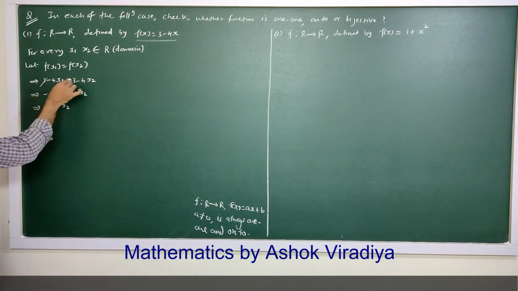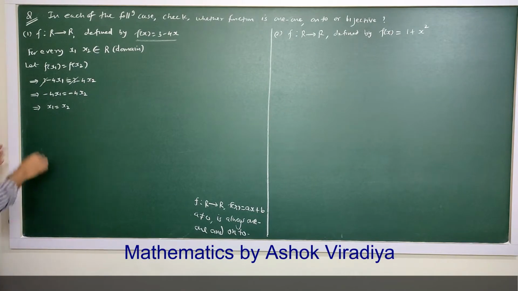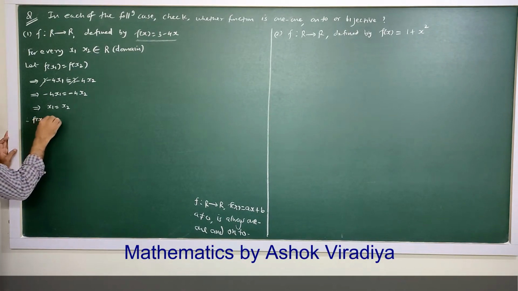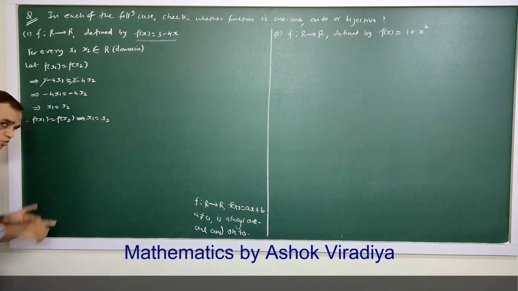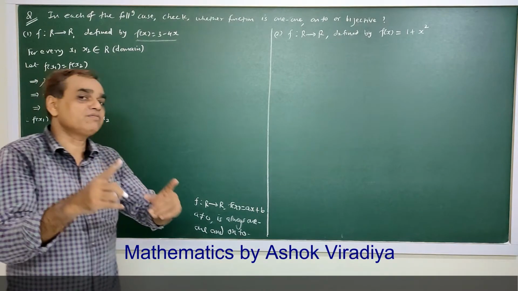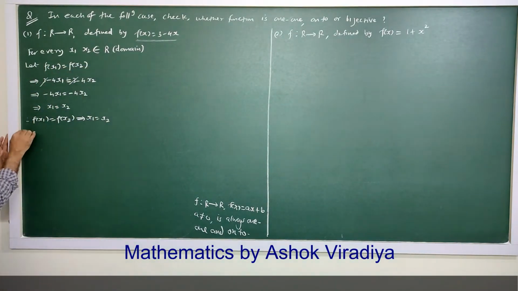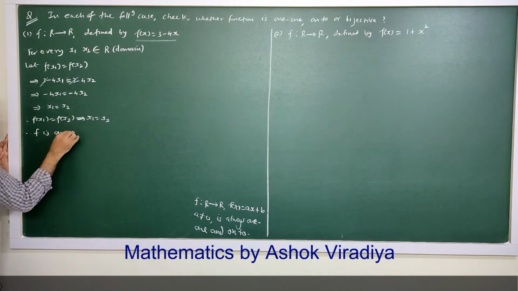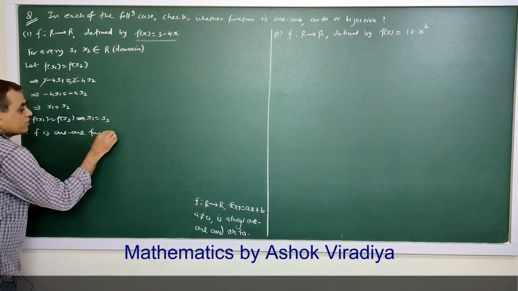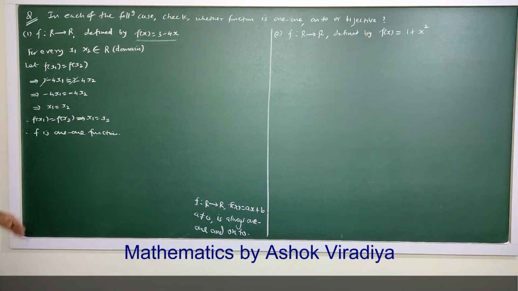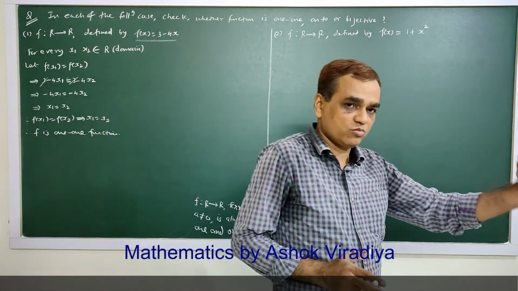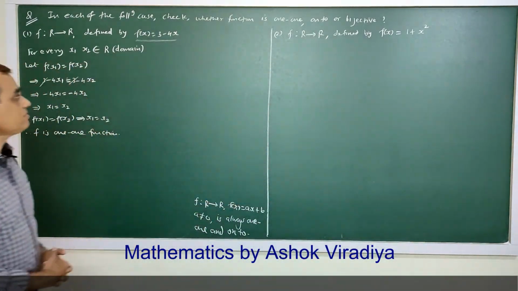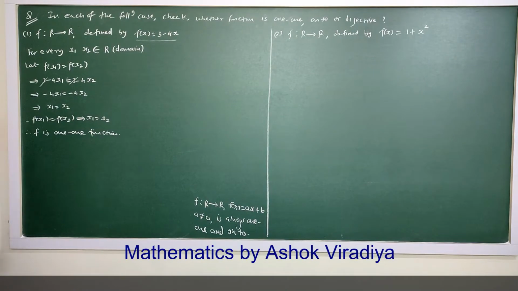The 3's cancel. So therefore f(x1) = f(x2) implies x1 = x2. So the function is a 1-1 function. Whenever a function is 1-1, we use this second form of the definition: f(x1) = f(x2) implies x1 = x2. The function is 1-1. Now for onto-ness.